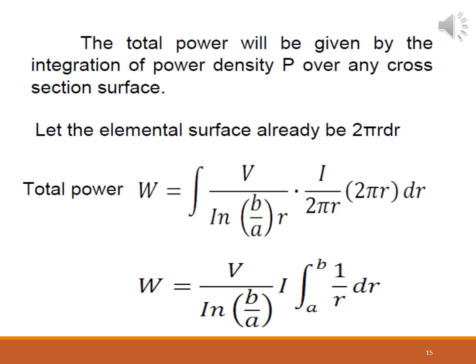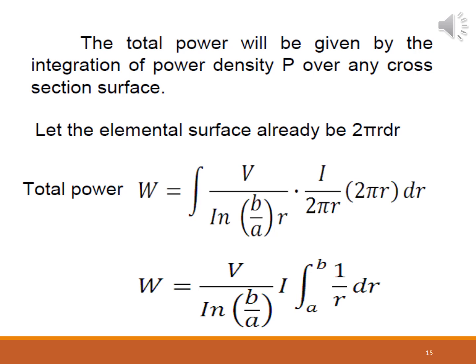Now how can we find out the total power across any cross section? To find the total power, we have to integrate the power density over the cross-sectional surface. So we are actually integrating P dot ds. The ds in this case is going to be 2 pi r dr. The limits are, lower limit is small a and the upper limit is small b. And I'm substituting the expression for P, and for ds, I'm going to write 2 pi r dr.